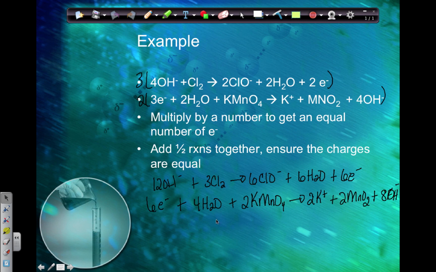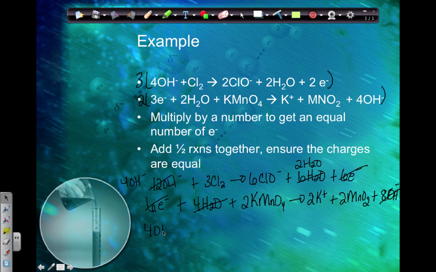All right, so now my electrons cancel, so let's see if anything else cancels. We've got 12 hydroxides on this side, 8 on this side. So that will cancel the 8 here, and they'll leave me with 12 minus 8, 4. So that's not going to cancel. What about the water? Okay, I've got 4 waters on this side, 6 on this side, so that will cancel this, and then leave me with 2 waters here instead. And everything else does not cancel, so I can put my equations together.